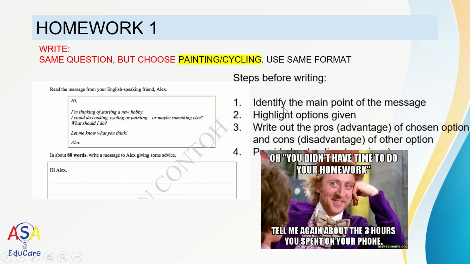Give me this as well. Write out in your paper what are the pros, what are the cons. So painting or cycling, give me some benefits. 有什么好处啊 painting? I'm pretty sure there's a lot of benefits for painting. If you can't think, there is Google for you. But I really suggest you to try to think on your own. It is very good. Don't rely so much on Google.